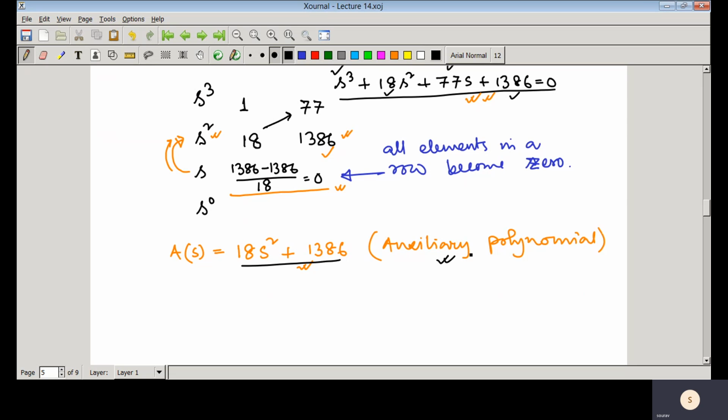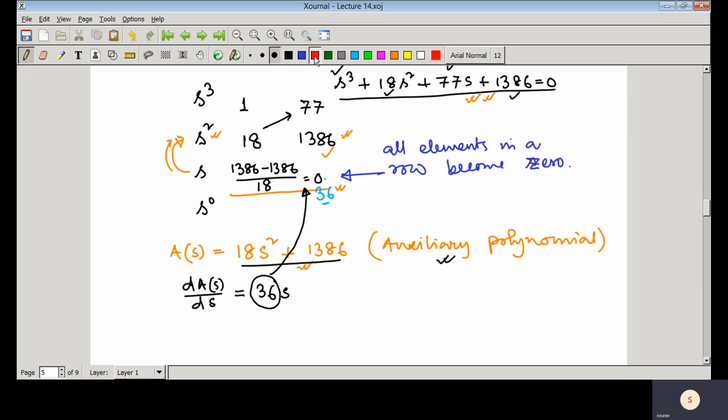And then we need to follow a method, that is we need to take the derivative of that auxiliary polynomial with respect to s. If we do like this, then it would be 36s. Now take only this coefficient and replace here. This is the method you need to follow. So that is 36. In place of 0, you need to put that 36, and then again continue that Routh table.